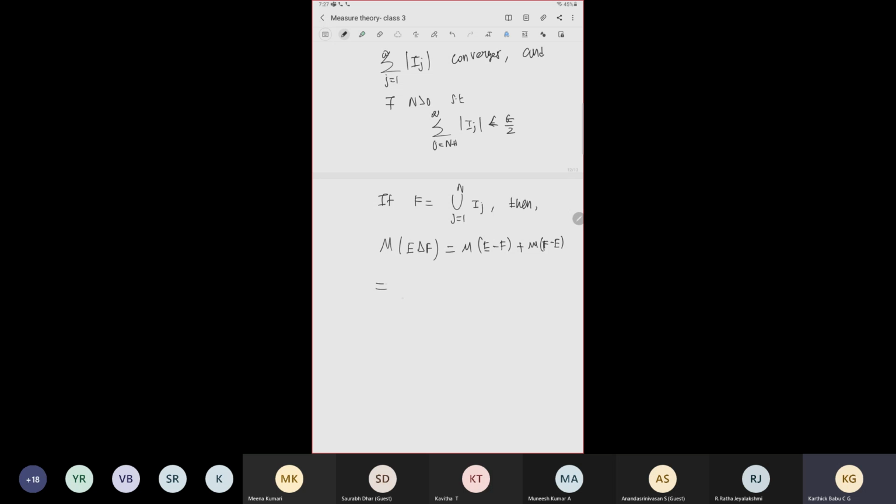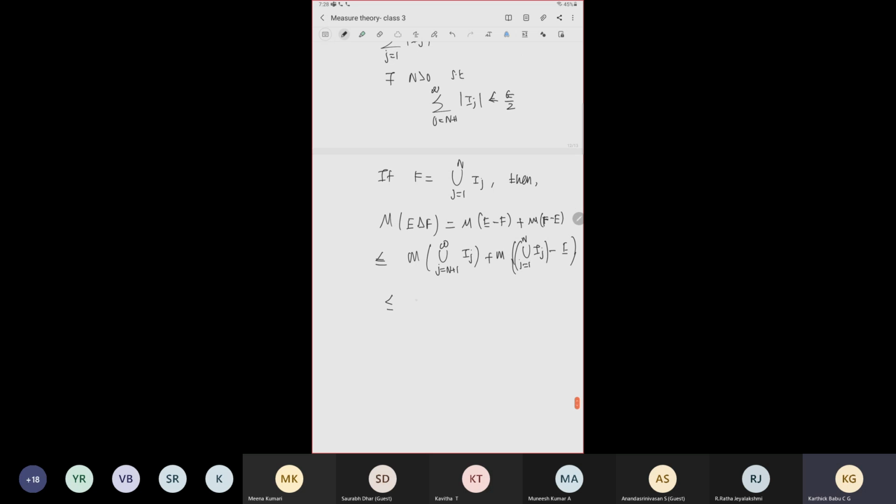So this is a finite interval. So this part is less than or equal to the measure of the union of the other intervals, j equal to N plus 1 to infinity of I_j, and the measure of F as we defined it, minus this union. We know that the measure of this is less than or equal to, since it may not be disjoint, the summation j equal to N plus 1 to infinity of the length of I_j plus the summation j equal to 1 to N of the length of I_j minus the measure of E.